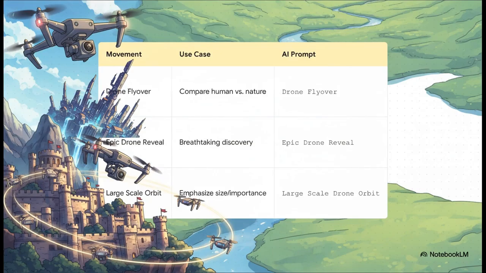Drones give us these incredible shots that used to be impossible, or at least incredibly expensive. The drone flyover is perfect for establishing those vast landscapes. An epic drone reveal is when you start low and then fly up and over something, like a mountain ridge, to reveal a hidden valley. It's just breathtaking. And a large-scale drone orbit is amazing for circling a giant object, like a castle or a starship, really hammering home its size and importance.